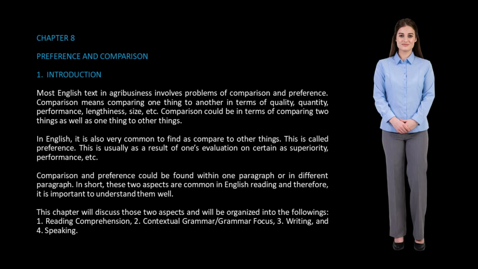In English, it is also very common to find as compared to other things. This is called preference. This is usually as a result of one's evaluation on certain aspects such as superiority, performance, etc. Comparison and preference could be found within one paragraph or in different paragraphs. In short, these two aspects are common in English reading, and therefore, it is important to understand them well.